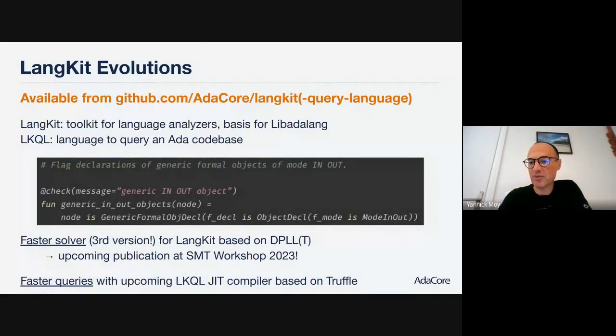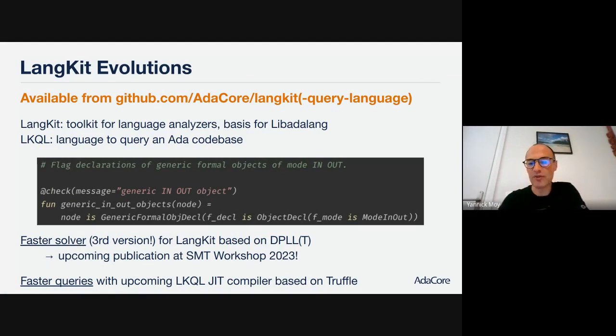Last year, I presented LangKit, which is the base platform for lexer, parser, and semantic analysis of various languages, and which we use ourselves for libLang. So an Ada lexer, parser, and semantic analysis that we use in many different contexts, for example through IDEs, whether Visual Studio Code or GNAT Studio. And on top of that, I also presented LKQL, the query language associated to LangKit, which is quite compact. You can see in a few lines how we can detect a declaration of generic formal objects of mode in-out. And what we've done this year is improve a lot the runtime of this analysis.